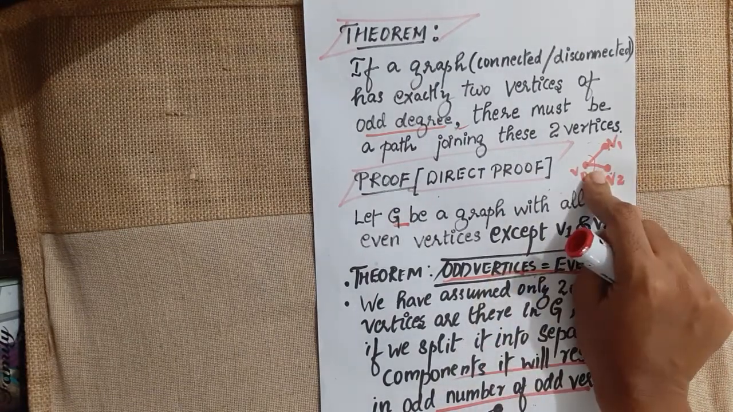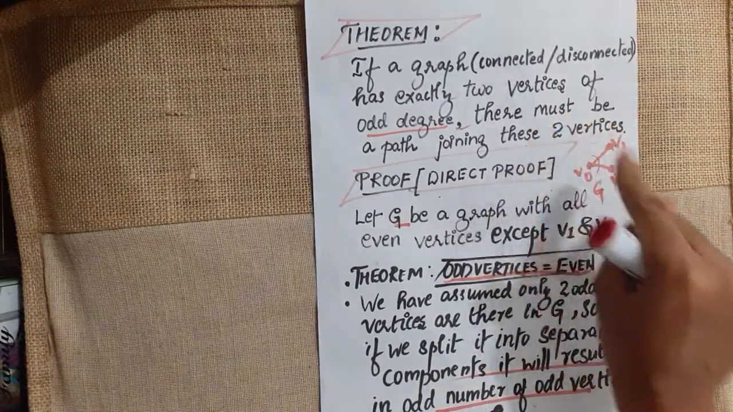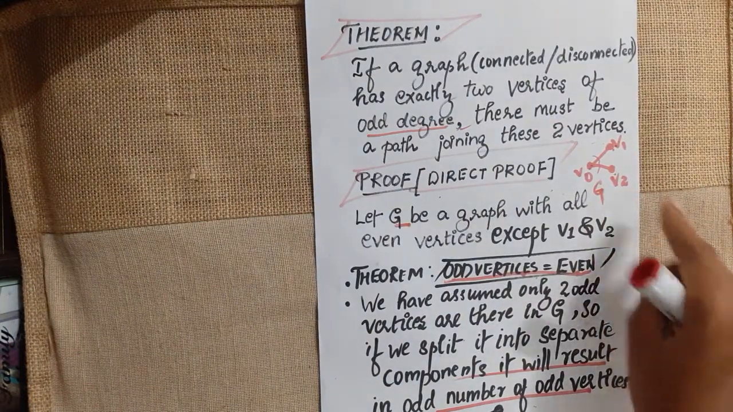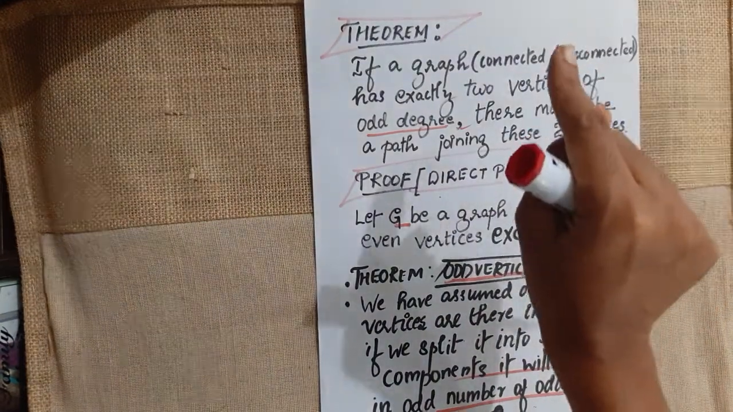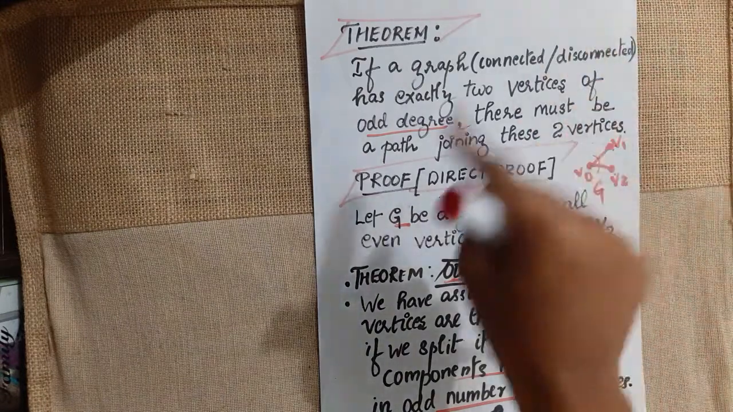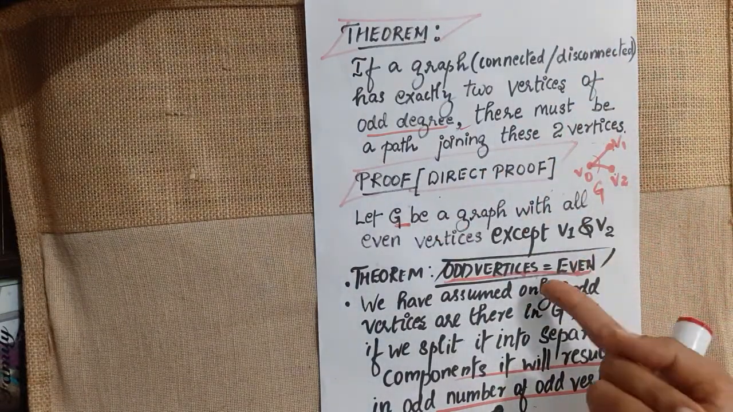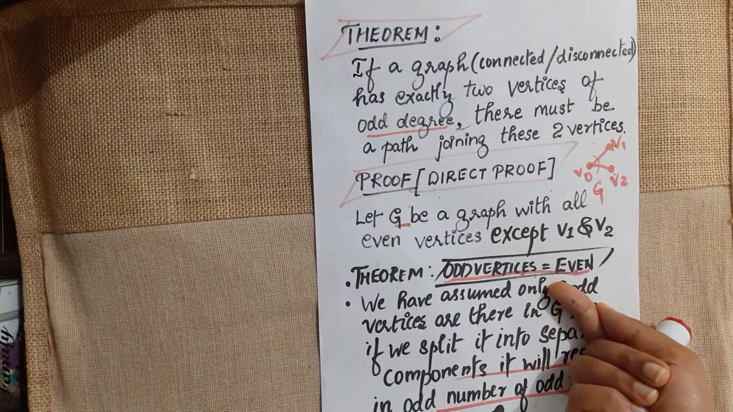But on splitting this graph, v1 will go to one component and v2 will go to another component. And in that case, there will be only one odd vertex in either of the subcomponents, and it will actually contradict this particular known theorem. Therefore, we can say that it is not possible.